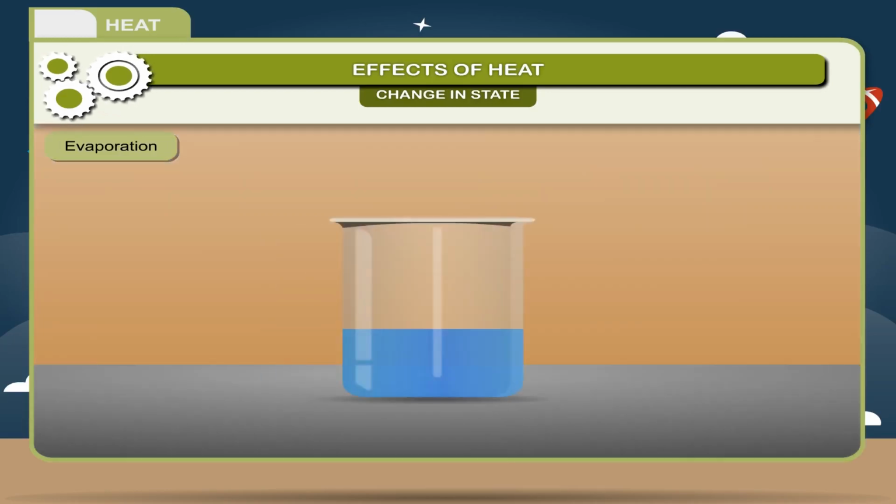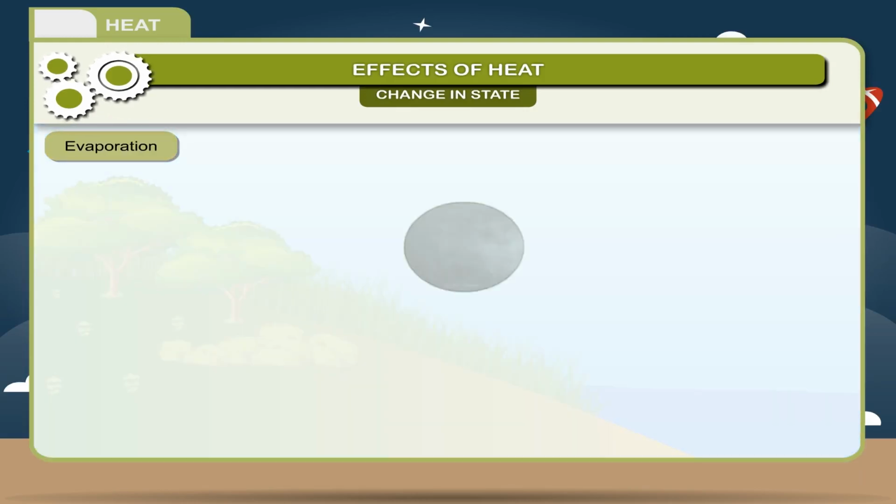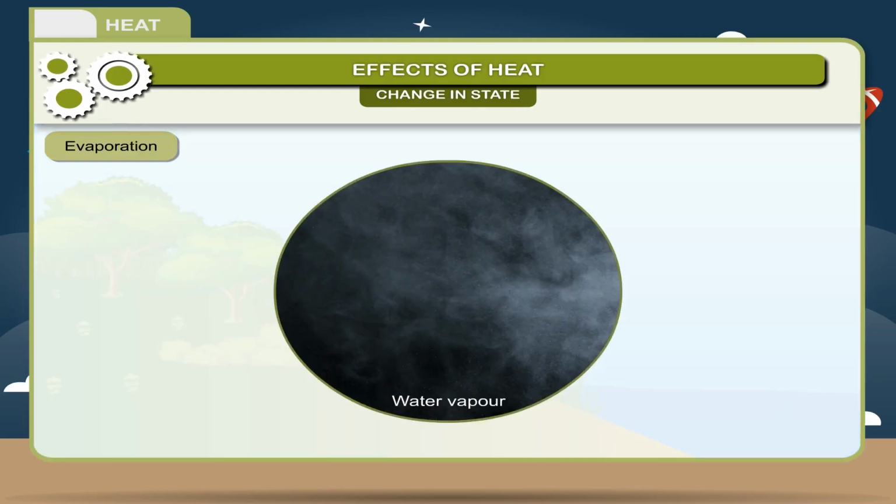Evaporation. The change of a substance from its liquid state to its gaseous state at any temperature is called evaporation. For example, water vapor is always present in the atmosphere due to the process of evaporation. Hot surroundings, movement of air, and large surface areas speed up the process of evaporation.